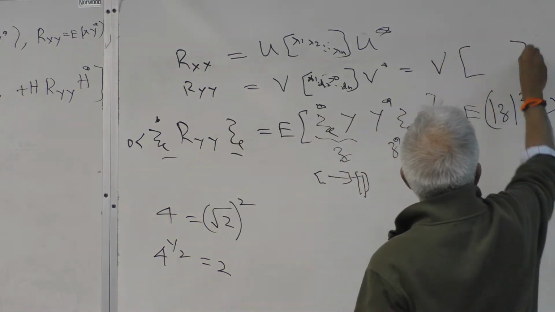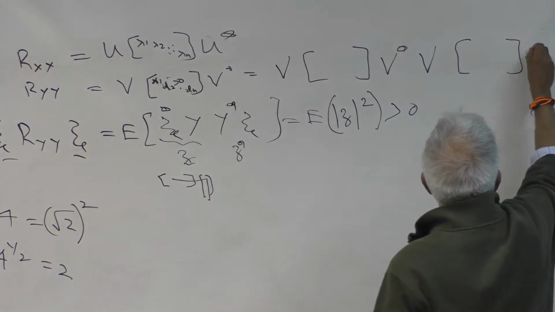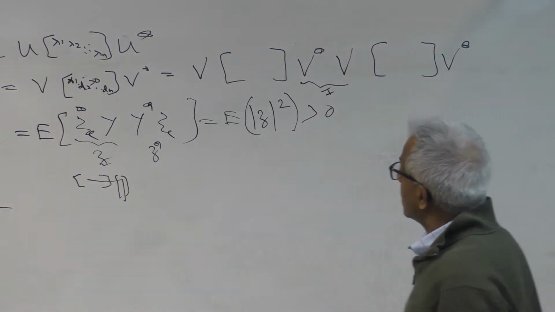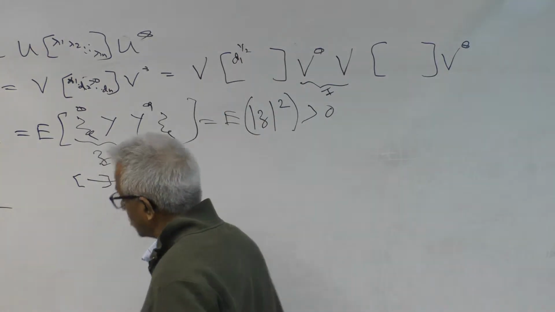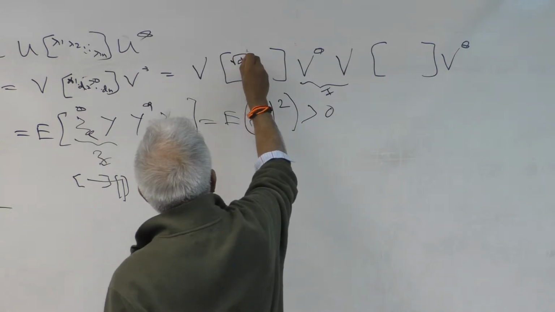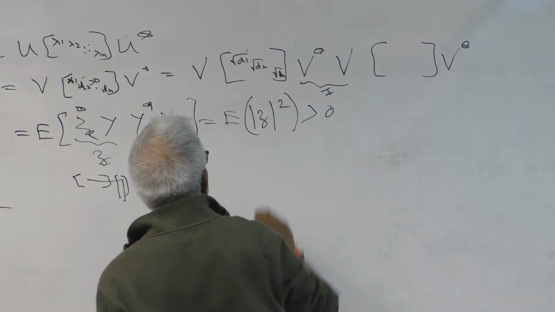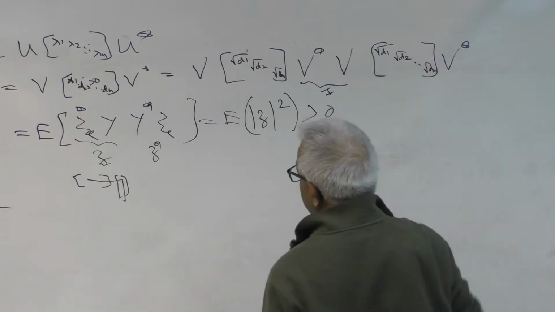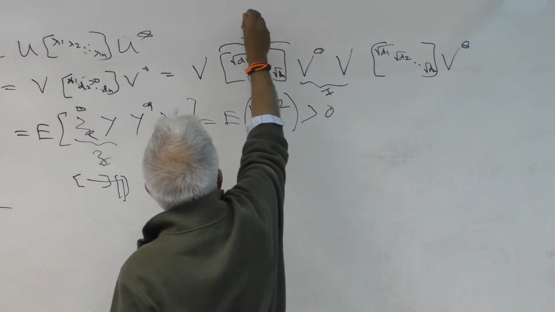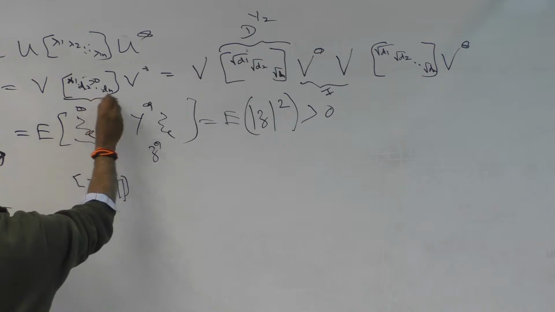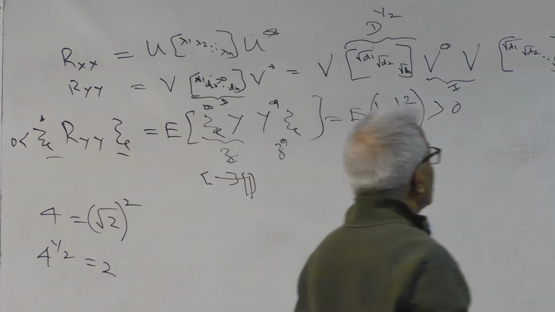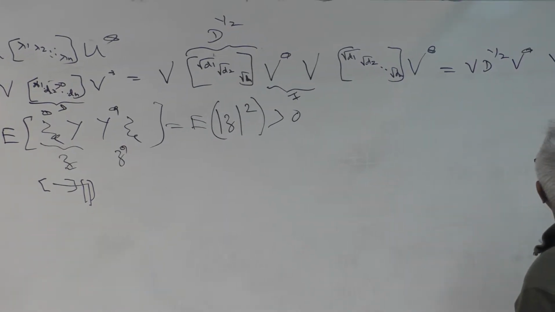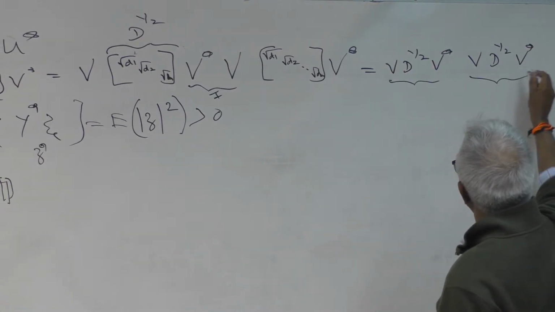So you see, I can write this as V star, or V star V is I, because it's an orthogonal matrix. And here I will write D1 to the power half, which is the square root of D1, right? So D1 to the power half, D2 to the power half, etc., Dm to the power half. This I can do because all the Ds are positive. So this is the matrix I'm going to call D to the power half. If this matrix is D, I can write this as V D to the power half, V star, then V D to the power half, V star.